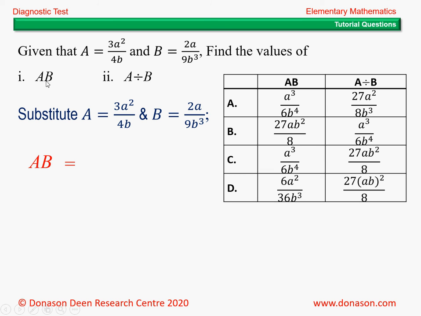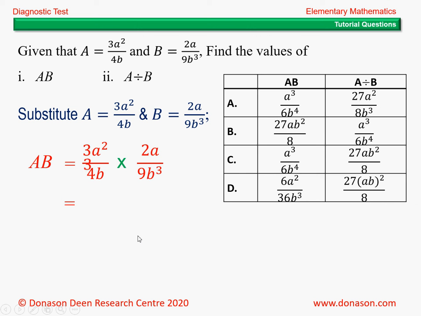So when I want to find the value of capital A times capital B, my A and B values are respectively as such, so I'm just going to throw them in. 3a squared over 4b, which is the value of A, times the value of B, which is 2a over 9b cubed, so 9b to the power of 3.